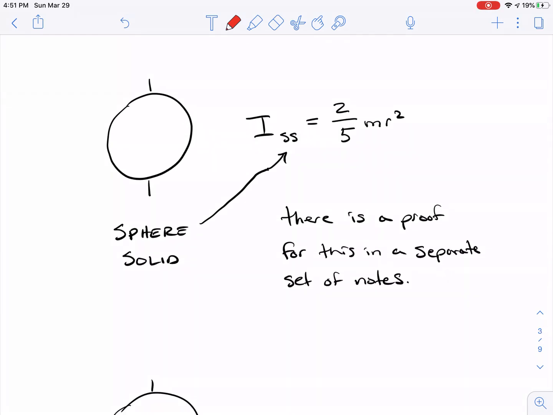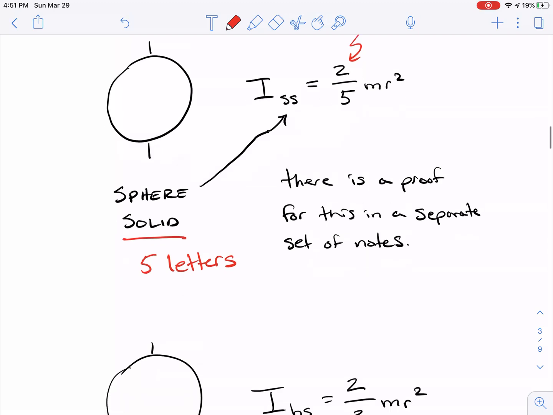Next one, solid sphere. I like to remember there are 2 types of spheres, so both equations have a 2 in them. When you do the integration, you end up with 2/5 mr squared if the sphere is solid. That's hard to remember, it's just a random fraction, but one little trick I use is that solid has 5 letters. So there are 2 types of spheres, and solid is 5 letters, so that helps me remember it's 2/5 mr squared. There's a proof of this online if you look it up in my notes section.